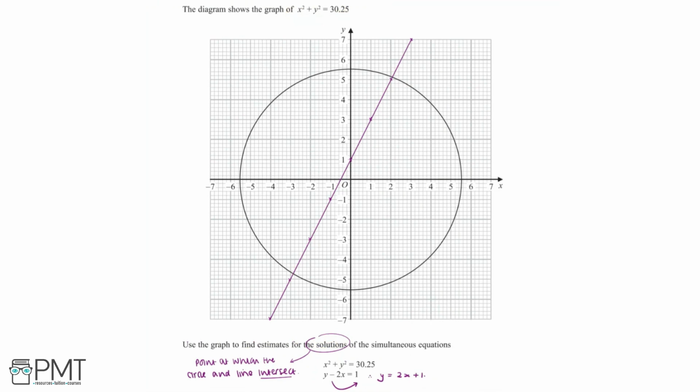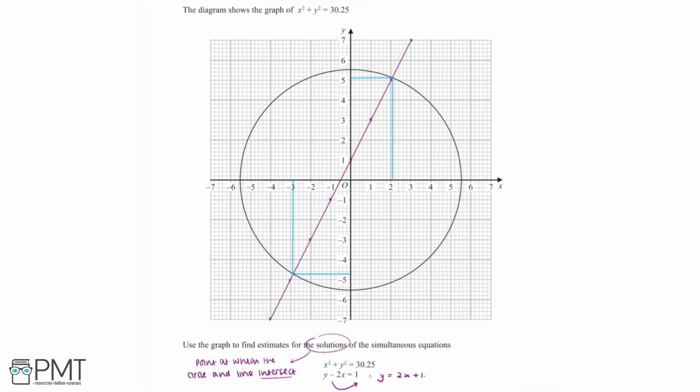Well, now that we've drawn our line on the graph, to find the estimates for the solutions of the simultaneous equations, we need to find the coordinates at which the circle and the line intersect. You can see that they intersect up here, and again down here. And to find the coordinates of these 2 points, we can draw lines to the coordinate axes in order to make it easier to see. And now these blue lines will help us to find the coordinates of the 2 points of intersection.